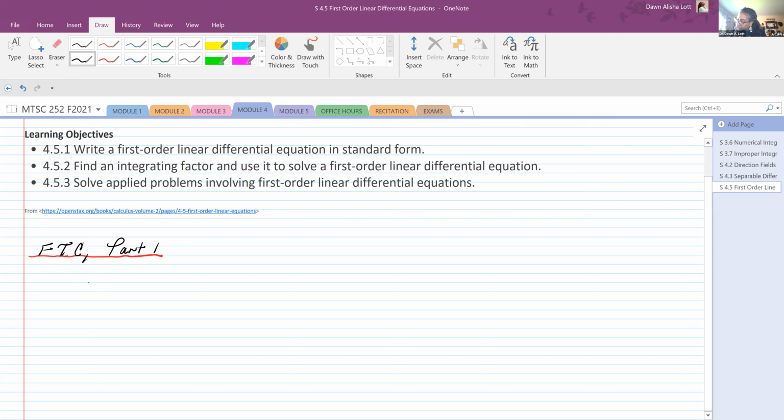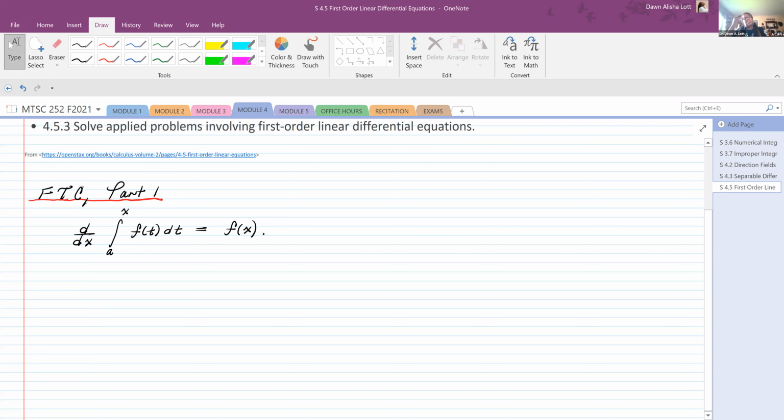It's the one where we have to remember that if I want to take the derivative with respect to x of the integral from a to x of f of t dt, it is just equal to f of x. I apologize. It is just equal to f of x. Okay, so we use that to solve some very difficult problems at the very end of calculus 1.